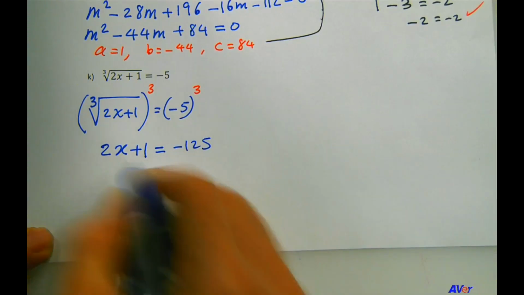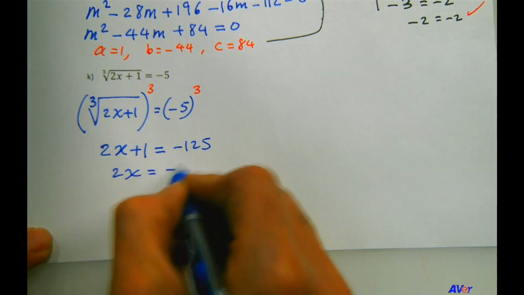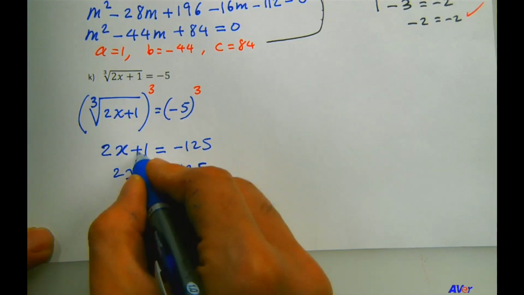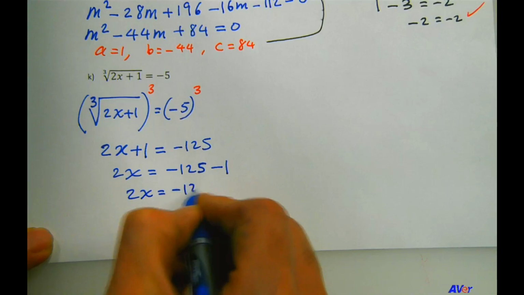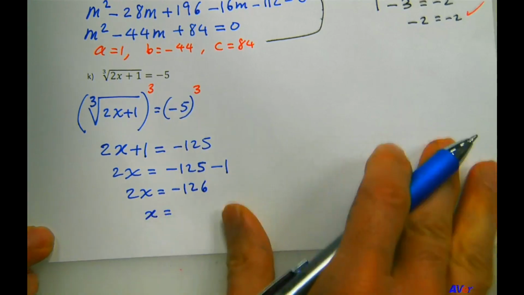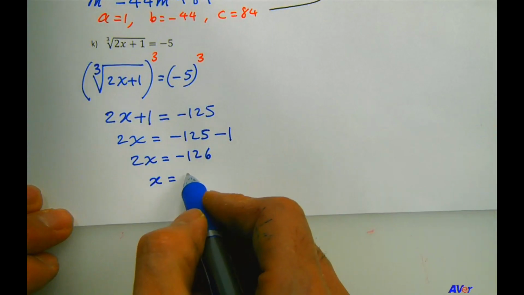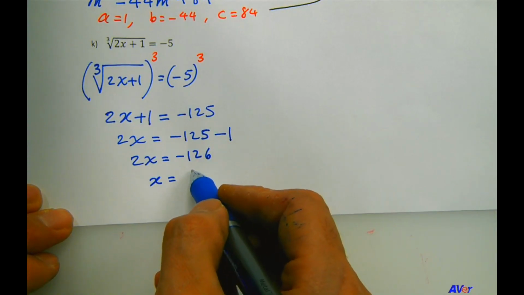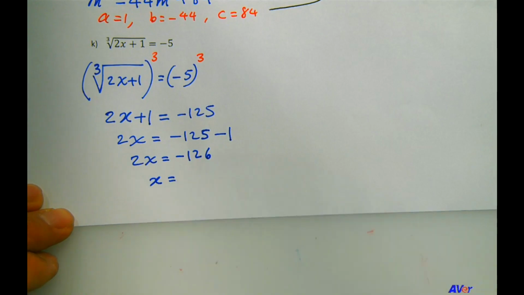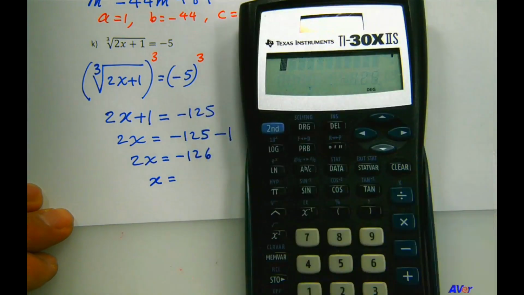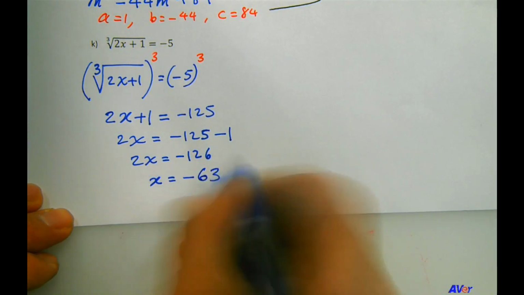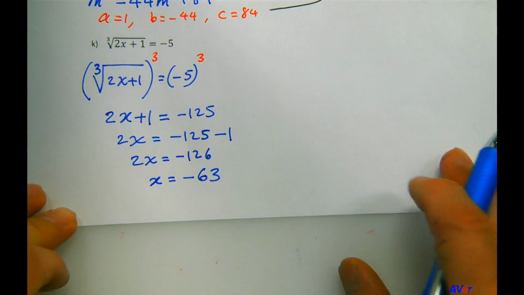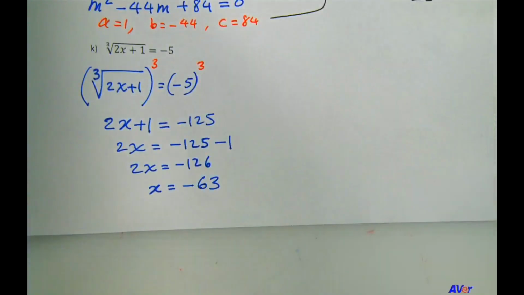Now let's solve for x. So we have 2x equals minus 125. Move the positive 1 to the other side, minus 1. 2x equals minus 126. x is equal to minus 63, right? But let's double check. 126 divided by 2 is 63, and we have, of course, this minus. So minus 63. Can we accept this answer as it is? No. We need to check it, right? Let's check it.